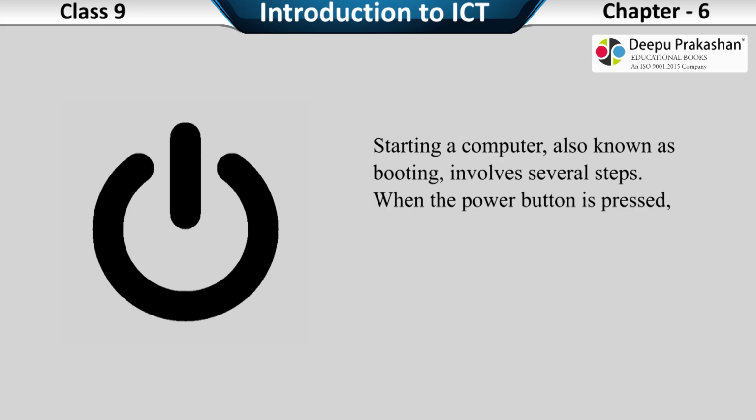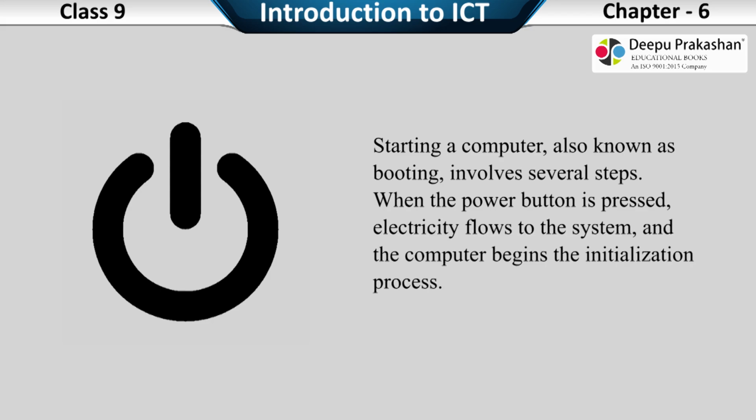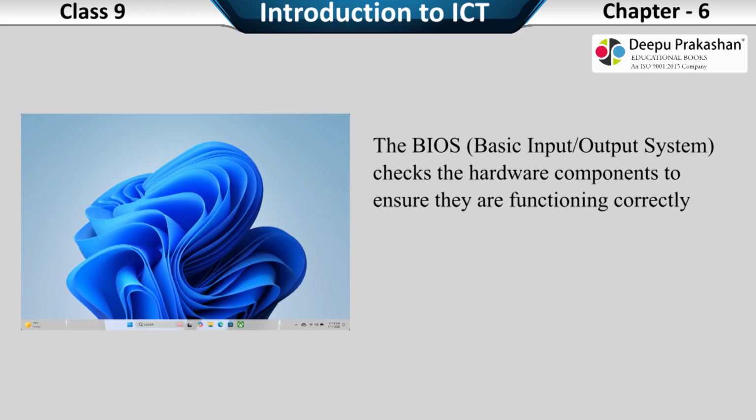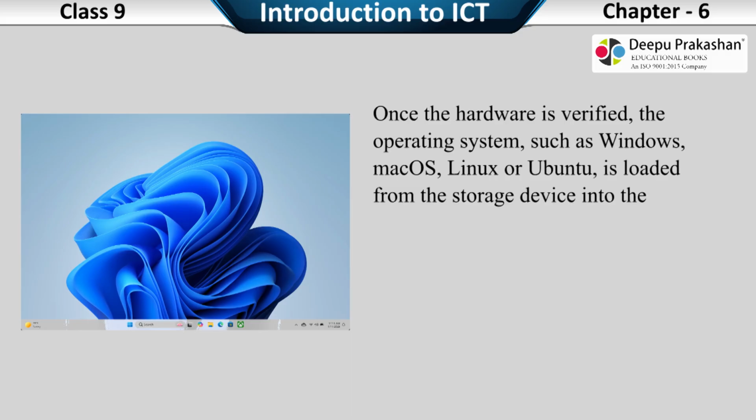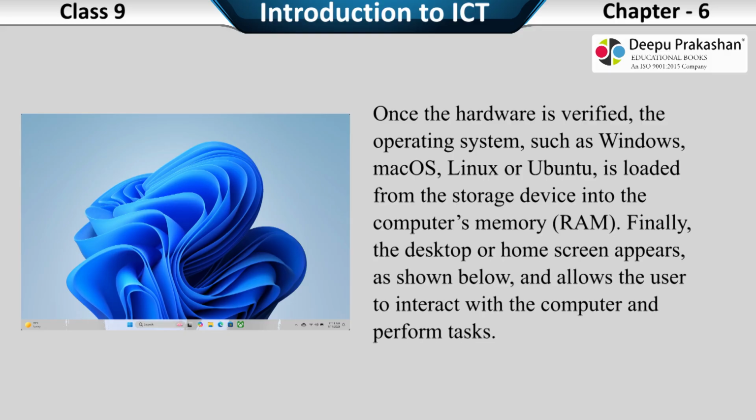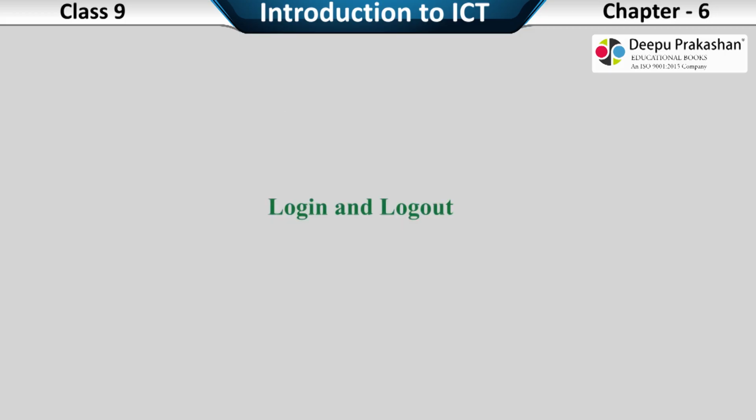When the power button is pressed, electricity flows to the system and the computer begins the initialization process. The BIOS, Basic Input-Output System, checks the hardware components to ensure they are functioning correctly through a procedure called the power-on self-test, POST. Once the hardware is verified, the operating system, such as Windows, Mac OS, Linux or Ubuntu, is loaded from the storage device into the computer's memory, RAM. Finally, the desktop or home screen appears, as shown below, and allows the user to interact with the computer and perform tasks.